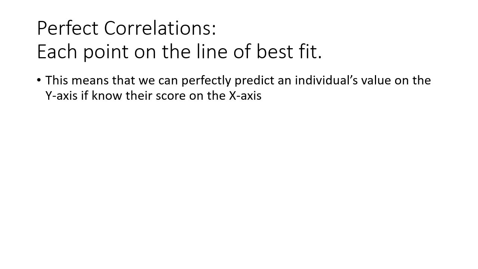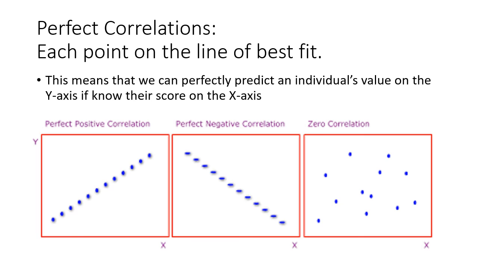A perfect correlation is one in which each point is exactly on the line of best fit. That means that we can perfectly predict an individual's value on the y-axis if we know their score on the x-axis. And you can see here that this would be a perfect positive correlation. The Pearson r value would be 1, and it would mean that every point is just on the line. If we know what the value of x is, we know what the value of y is. This might be something like height in inches on the x-axis and height in centimeters on the y-axis.